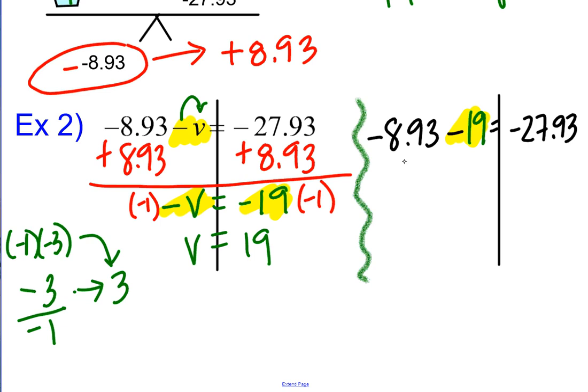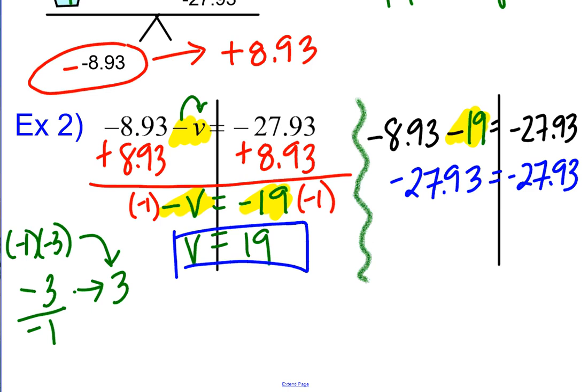So we have to remember a little bit about our integer work. If we're subtracting a negative, we're basically adding these two negatives together. So if I add those two negatives together, I will get negative 27 and 93 hundredths, which is exactly what I wanted to get. So this indeed is our solution. Okay, that one was a little more involved.